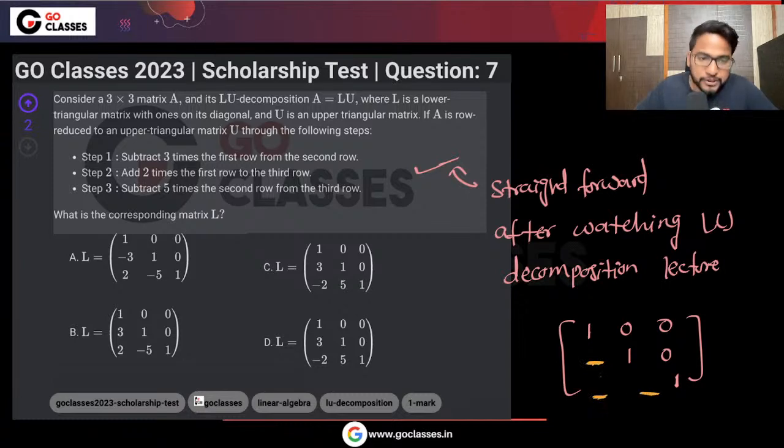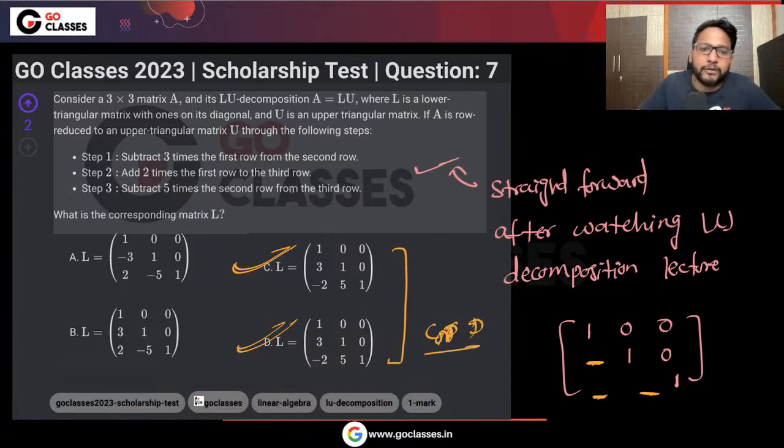Now, yes, options C and D are same here. I mean, by mistake, I put it same. So I will mark both the options to be correct. Don't worry. C is also correct, D is also correct. We will give marks to both of them, C and D. If you mark C or D, both are correct.